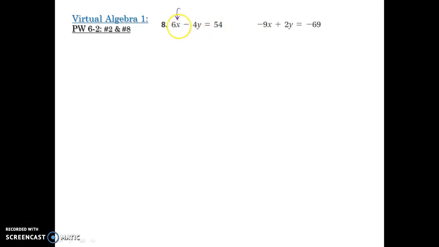So the first thing I'm going to do is get the y on the other side. So right now it's minus 4y, so the opposite of that is plus 4y. So negative 4y plus 4y is 0, so I would be left with just 6x on this side of the equal sign. But I did add something to the left side, so I need to add that same thing to the right side so that everybody stays balanced. So 54 plus 4y, those are not like terms, so I cannot combine them. So it's just 54 plus 4y.